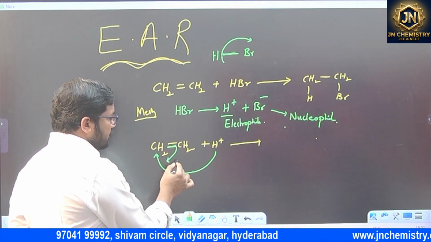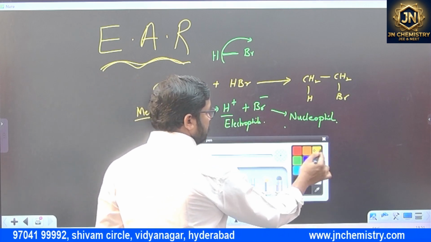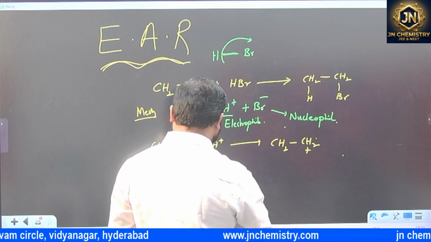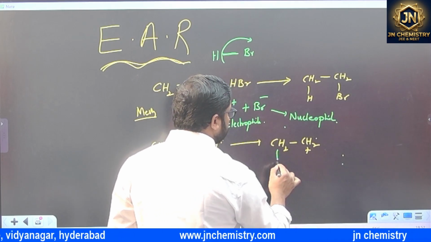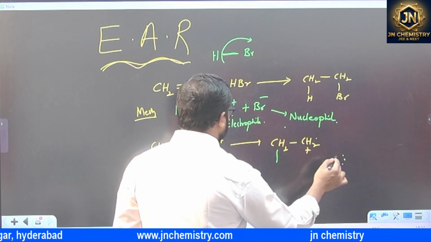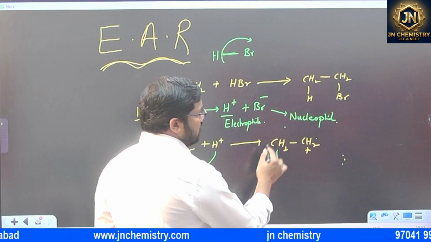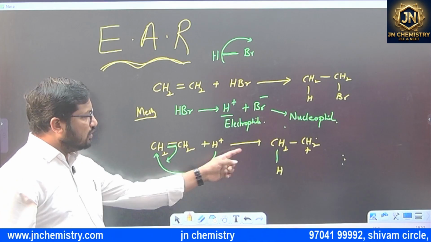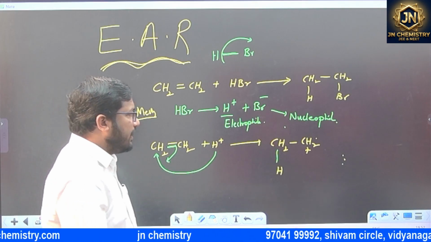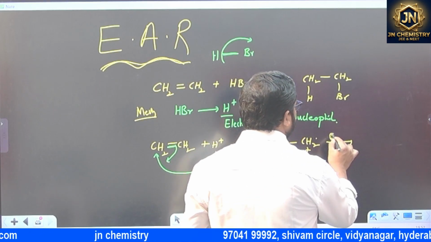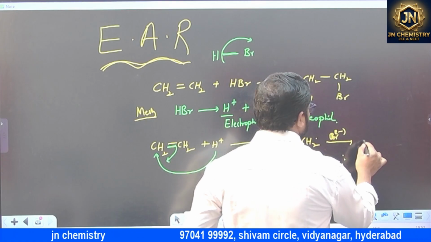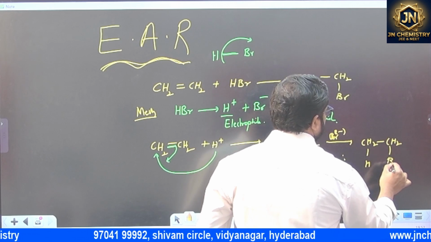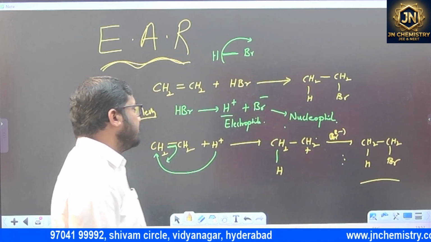This is coming like this. CH2 positive charge here. So that green color one comes down, from here H. Understood? This bond is totally broken and it has come. So then we got the carbocation. Then Br minus is coming and attacking the positive charge. So now no repulsions. So this is the mechanism.